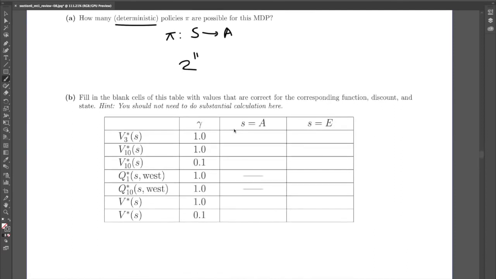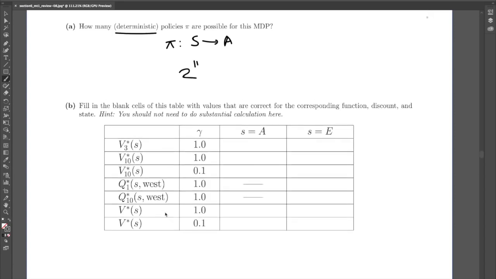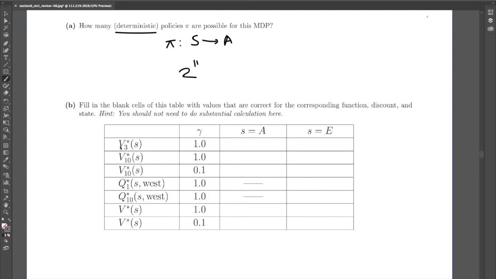Okay, so the next part, which is part B, is basically we have this table where it specifies the quantity which we want to calculate, as well as the value of the discount factor, as well as what the start state is for each of these values, and we're trying to fill in this table. Notice that there's 2 kinds of values here. There's the V values as well as the Q values, and note that it says you should not need to do substantial calculation here.